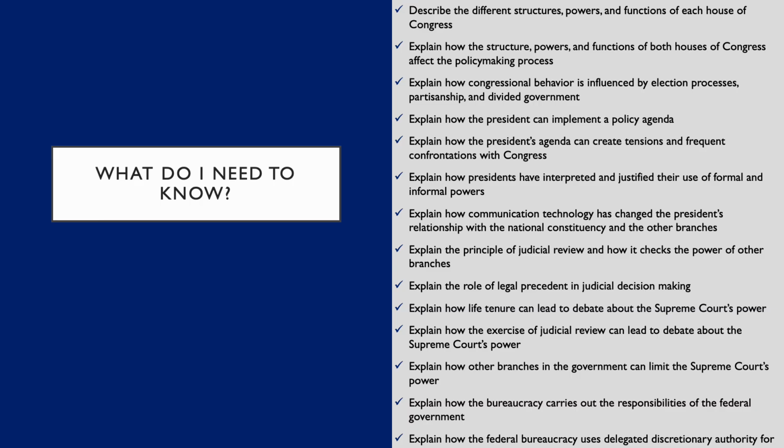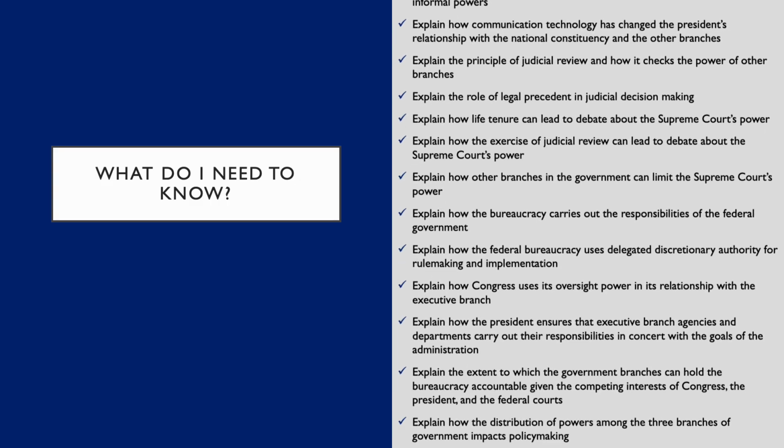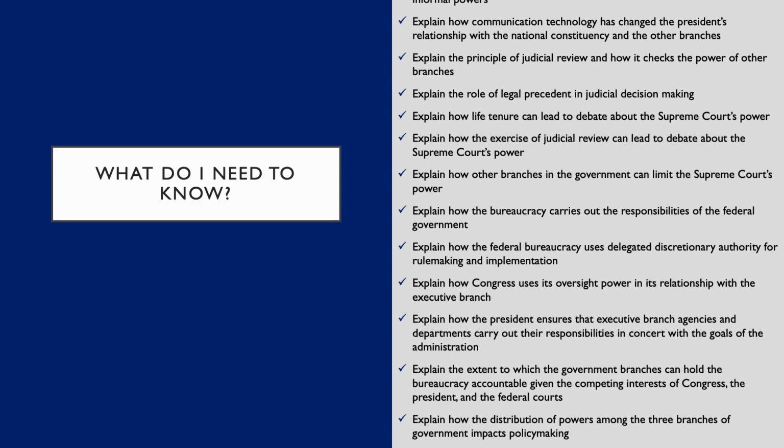why members of Congress make the decisions they make, what the role of the president is in implementing policy, conflict between the president and Congress, presidential power, presidential communication, looking at the role of judicial review, how the courts make decisions and how the court can affect policy, and then finally how the bureaucracy can carry out actions passed by Congress, the type of discretionary authority and bureaucratic rulemaking, but also the question of oversight and the challenges between the competing branches and competing interests.